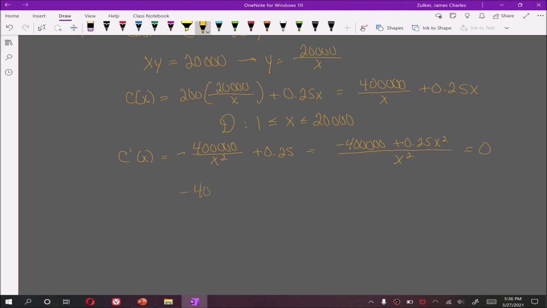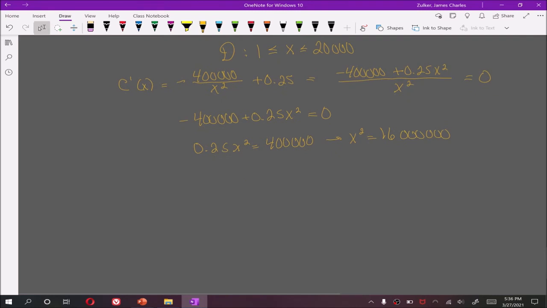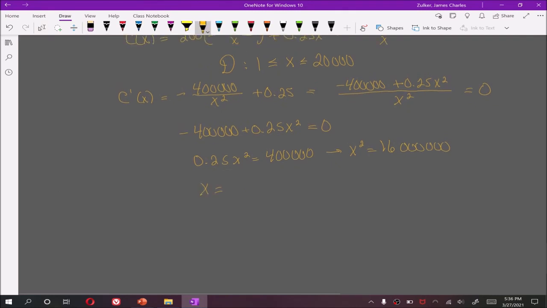This means that negative 4,000,000 plus 0.25 x squared is equal to 0, or 0.25 x squared is equal to 4,000,000. This would mean that x squared is equal to 16 million, and x would be the square root of that, which is 4,000. Again, x must be positive, so we can ignore the negative 4,000.